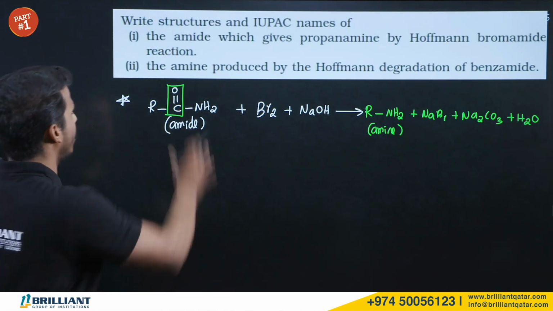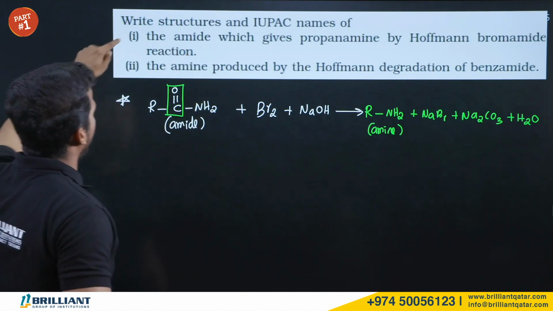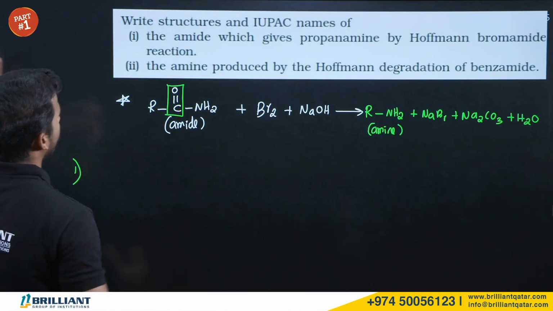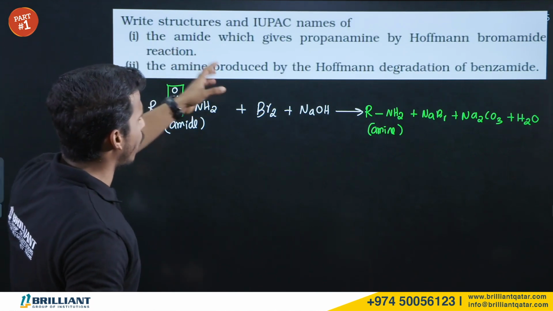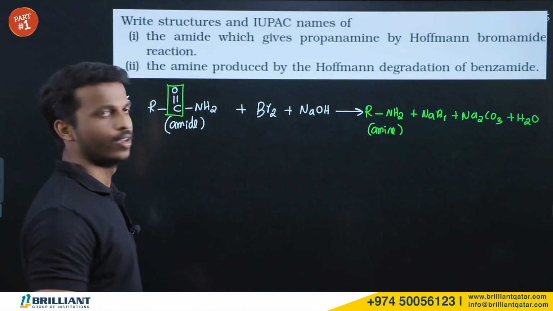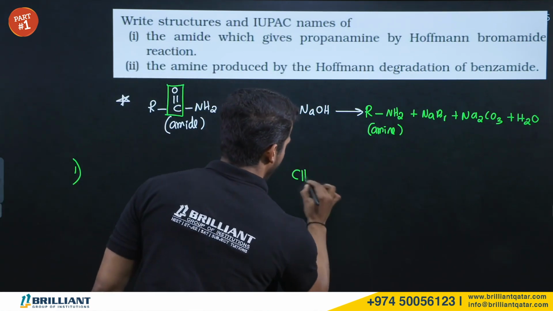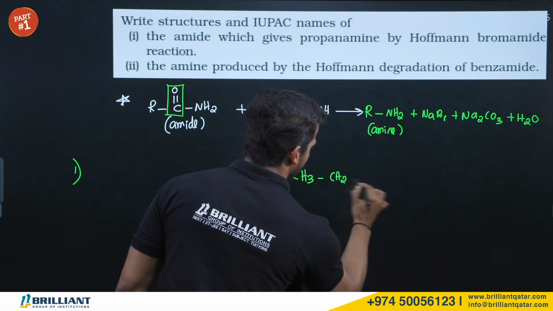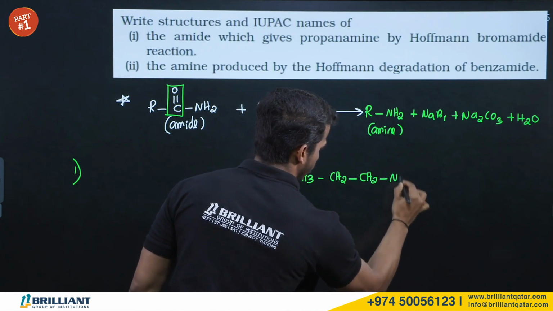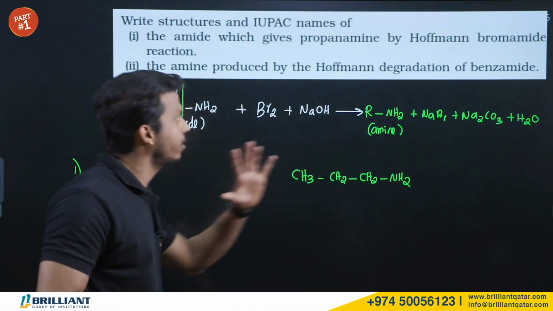Alright, for example, let us use the same example. Question number 1 they gave: the amide which gives propanamine by Hoffmann reaction. So, your amine formed is propanamine. What is propanamine? Propanamine is CH3CH2CH2NH2. This is called propanamine, a 3 carbon amine.